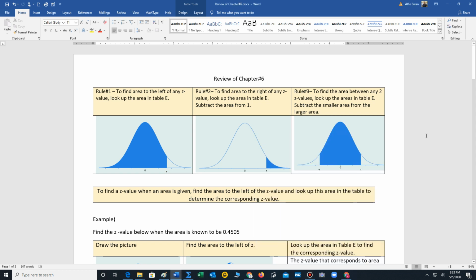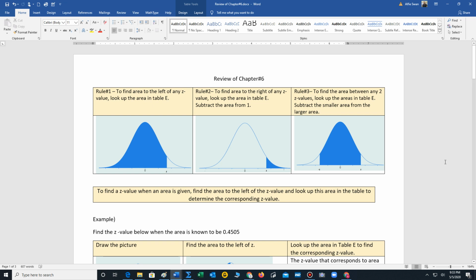Okay, students, we're going to go ahead and review Chapter 6. So in 6.1, that's where we learn the basic rules for finding the areas under a standard normal distribution. And we always use Table E to look up these areas.